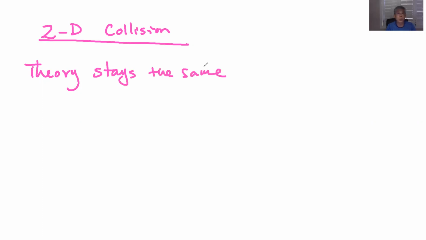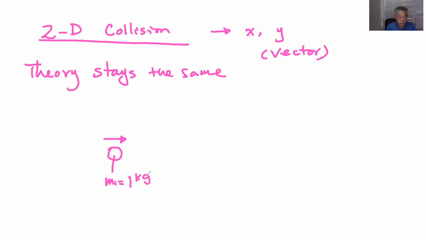It's just that now we have x and y, right? So now we have x and we have y. And so we have to think about this as a vector a little more, right? All right. So let's say we have one ball and it's going this way, okay? And let's just say this is M1, equal to 1 kilogram. And you have another ball that's not really head-on, so it's slightly off, say right there, okay?